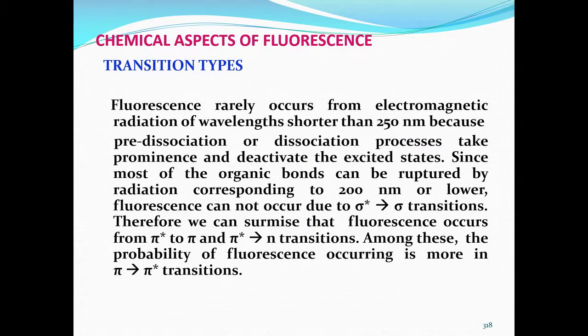Therefore, we can surmise that fluorescence normally occurs from pi star to pi, yes, definitely, and pi star to n transition still possible. Among these, the probability of fluorescence is more with respect to pi star to pi transitions. Okay.